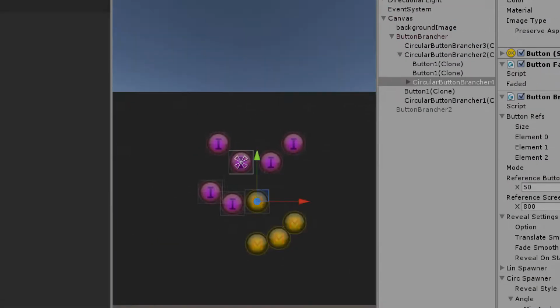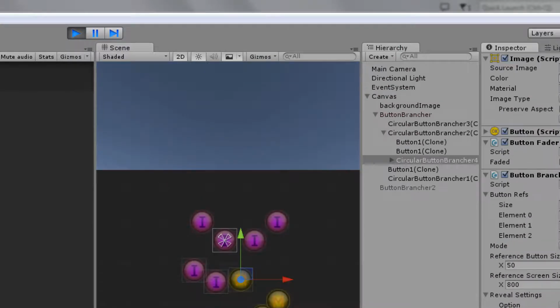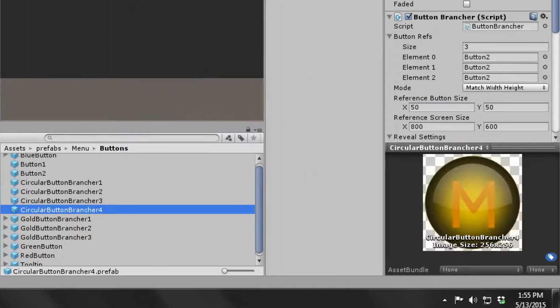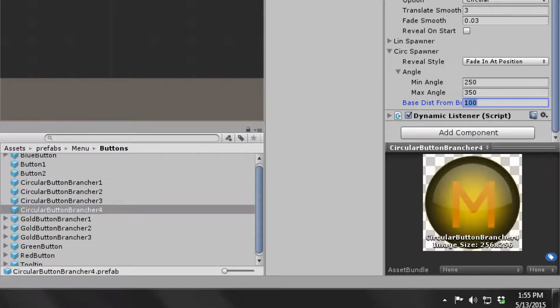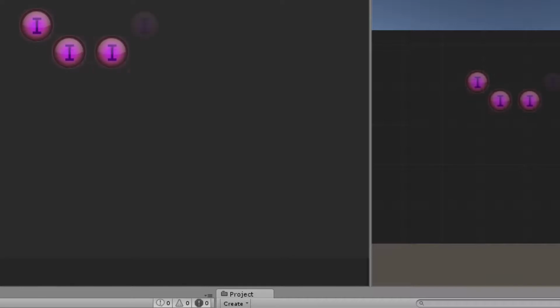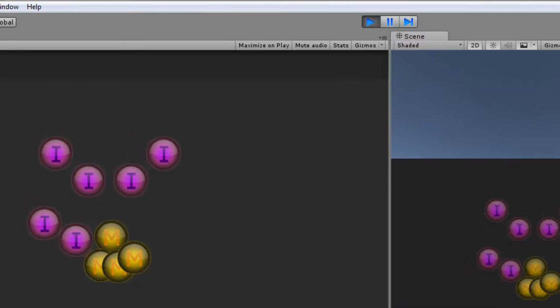And then we have this base distance from brancher. So this is going to be our radius setting. Since I'm not updating that in the script, I need to set that from the prefab. So I'll change that to something like 50. You'll see that the buttons are going to be spawning closer to the button brancher now. You can see that they're actually spawning right next to the button. That's because I changed the radius of that circle that they're going to be spawning around.